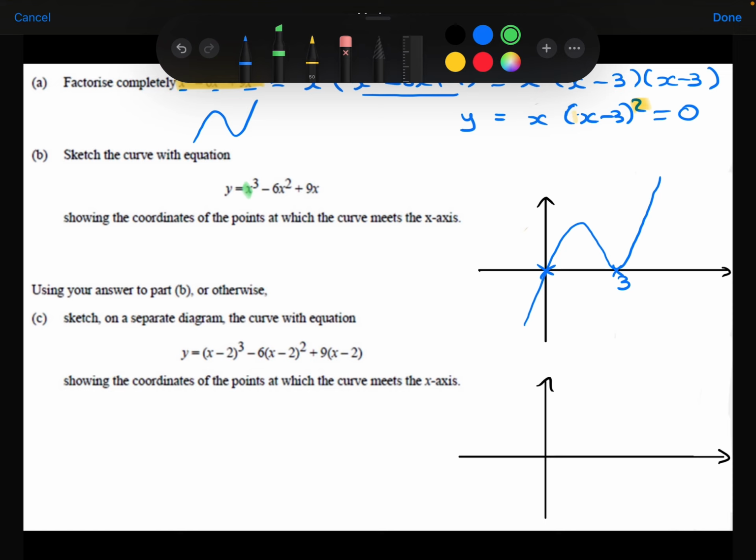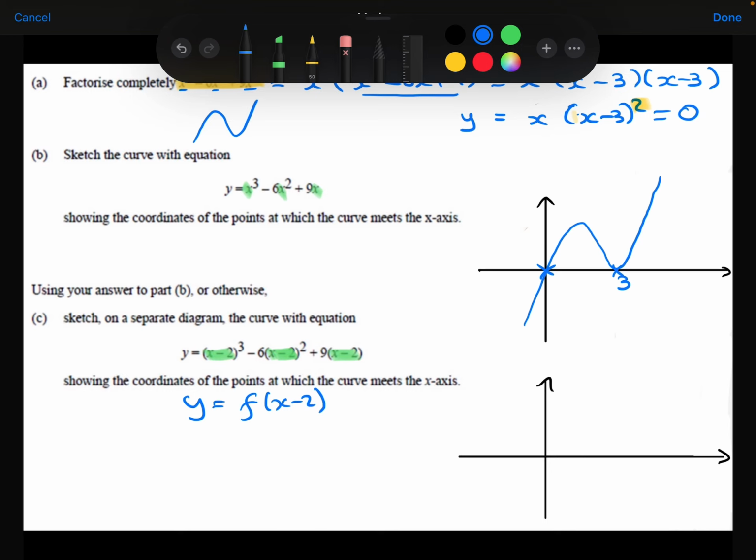Here I've got an x cubed. Here I've got an x minus 2 cubed. Here I've got a minus 6x squared. Here I've got a minus 6 times x minus 2 squared. And here I've got a 9x, and here I've got a 9 times x minus 2. So notice that they are the same, just with x minus 2 instead of the x.